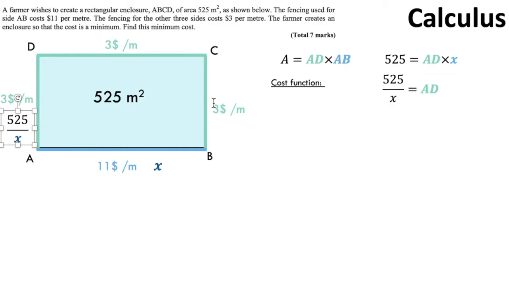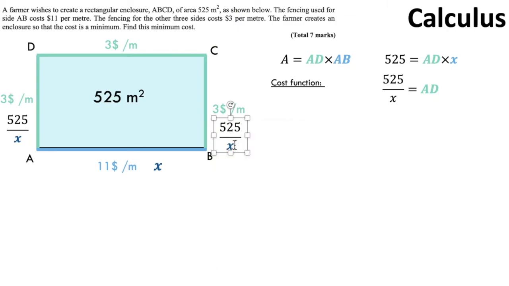What about CB? Would this one be any different? No, right? Because if you follow exactly the rules of a rectangle, the opposite sides are always the same length. So you would find CB to also be 525 divided by X.